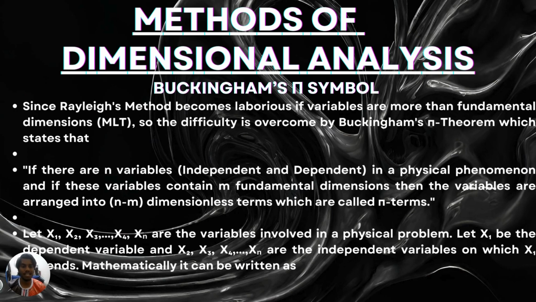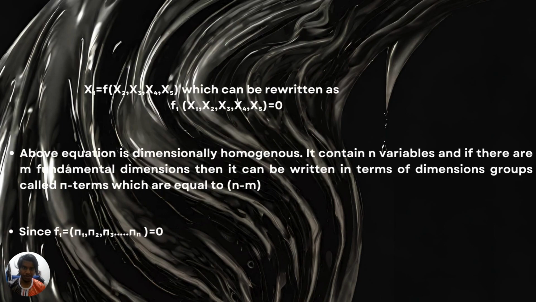So x1, x2, x3, x4, and so on are the variables involved in the physical formula. Let x1 be the dependent variable and x2, x3, x4, up to xn be the independent variables on which x1 depends. Mathematically, it can be written as f1(x1, x2, x3, ..., xn) equals 0. The above equation is dimensionally homogeneous. It contains n variables, and if there are m fundamental dimensions, then it can be written in terms of dimensionless groups called pi terms, which are equal to n minus m.